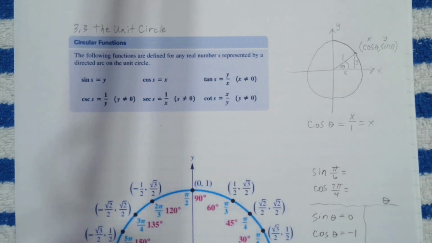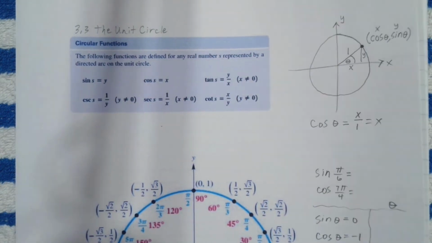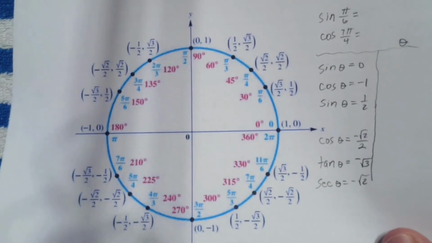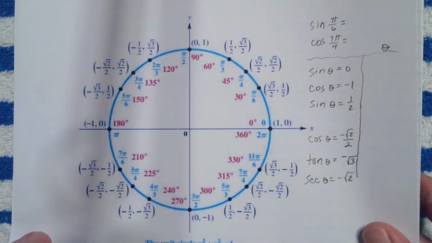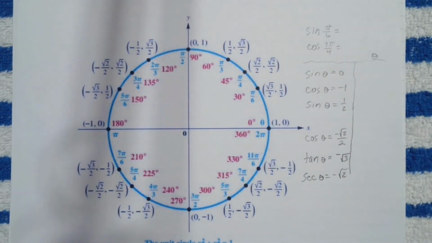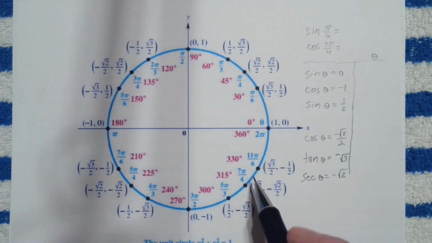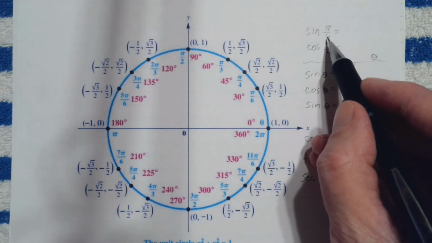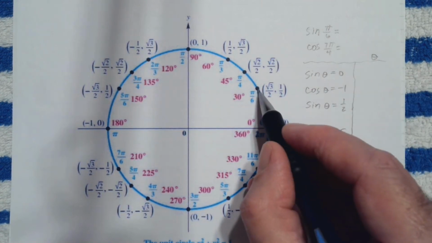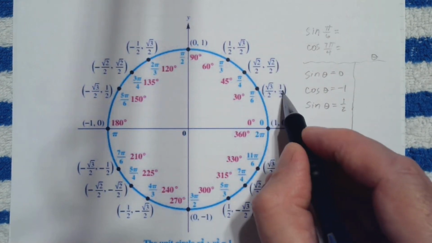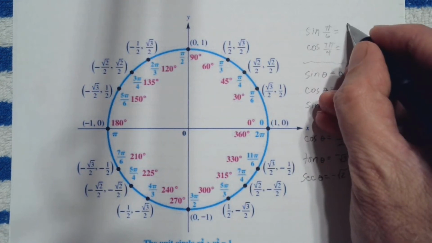So now let's go ahead and use the unit circle. Let's go ahead and move down. So it becomes very easy to find the sine or cosine or any of the other ratios for any of these angles that we've been working with. So if you want to find the sine of pi over 6, you go to pi over 6, and the sine is just the y value, which is a half.